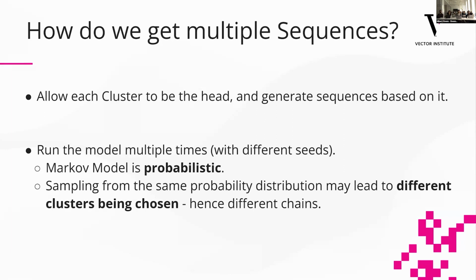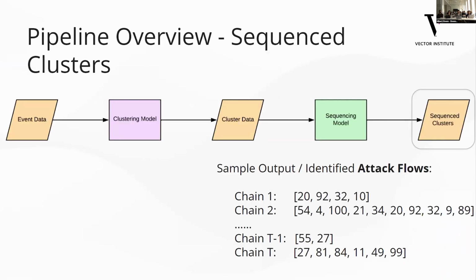Even within the same head cluster, since the Markov model is probabilistic, and since we keep sampling from the same probability distribution, we might end up with different chains, because sampling in its nature is random. So maybe in the first run, the Markov model might sample cluster 3. In the second run, the same Markov model might sample maybe cluster 1. So there will be different chains. At the end, the output of the sequencing model would give us these multiple chains, where each chain would be an attack sequence or an attack flow.